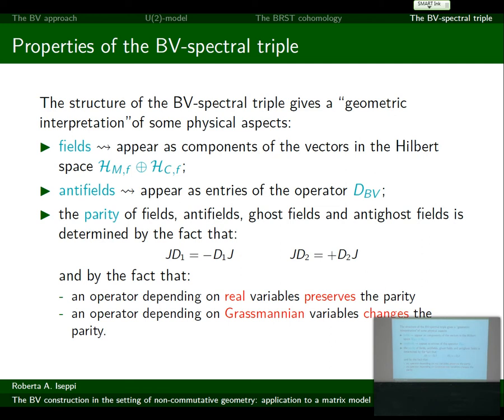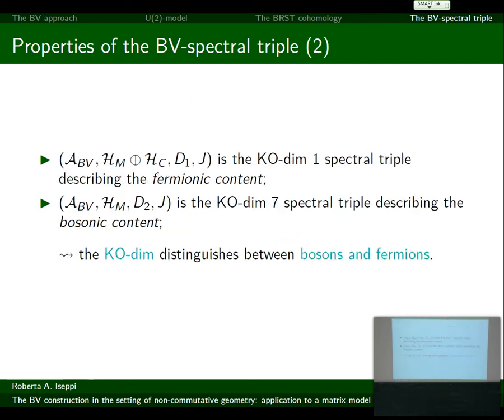And of course, it also depends on another thing: when we have an operator that depends on real variables, it preserves the parity, while an operator depending on Grassmannian variables changes the parity. So under this assumption, this commuting or anti-commuting and this general rule, the parity is completely determined by the spectral triple. And last, if we consider the spectral triple with the operator given by D1, this has KO dimension 1, or D2, we have KO dimension 7. So we can say that in some sense, the KO dimension is distinguishing between bosons and fermions.